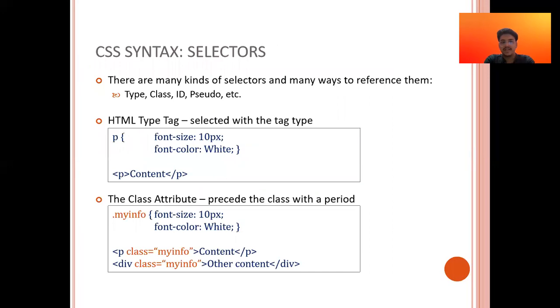This is an example of types of selectors. There is a class, there is an ID, and there is a paragraph. The paragraph is an example of a tag type selector, and the dot my-info is an example of a class attribute, or class selector, in CSS syntax. So this is an example of what we can change in HTML with the help of CSS.